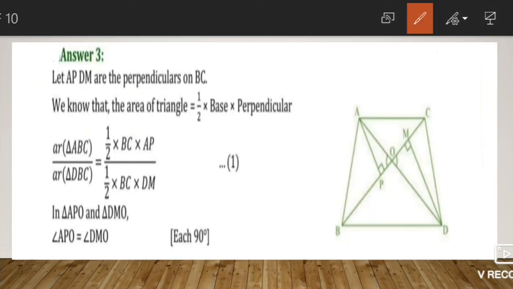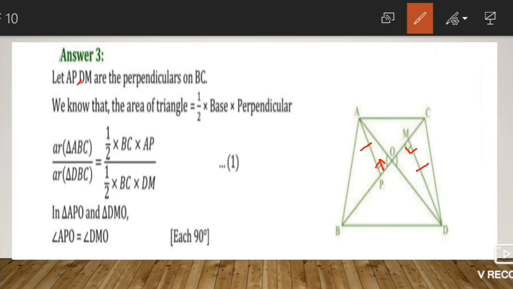Here I need a construction. Let AP and DM be the perpendiculars on BC. This is AP and this is DM. AP is the perpendicular on BC from the point A, and DM is the perpendicular on BC from the point D. They both are 90 degrees.